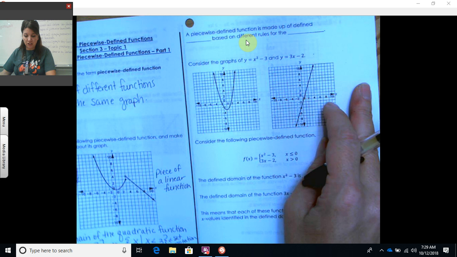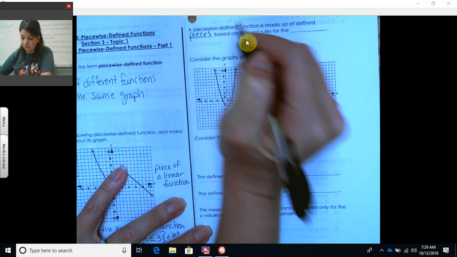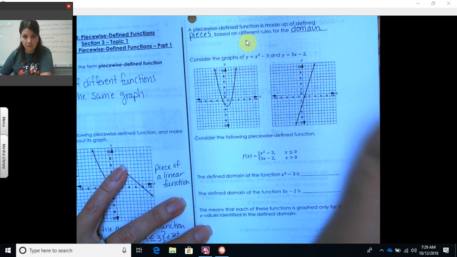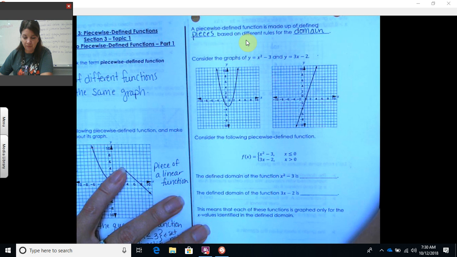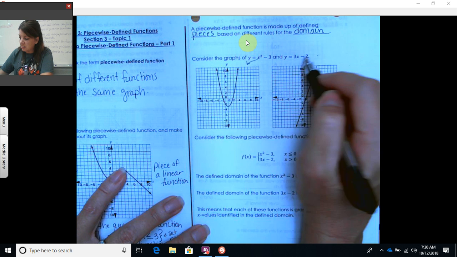A piecewise defined function is made up of defined pieces based on different rules for the domain. Consider the graphs of y equals x squared minus 3 and y equals 3x minus 2. Which one of those graphs do you think goes with y equals x squared minus 3? The one on the left or the one on the right? Left, exactly, because it's a quadratic. Two degrees makes a parabola, right? So this one goes with this. This is a linear function. It goes with the graph on the right.